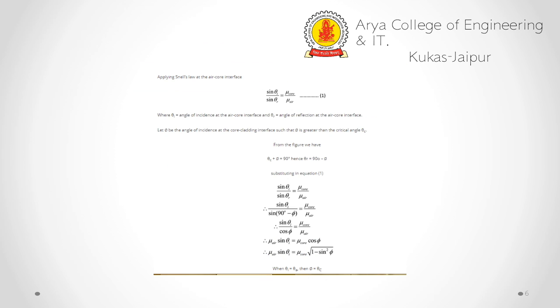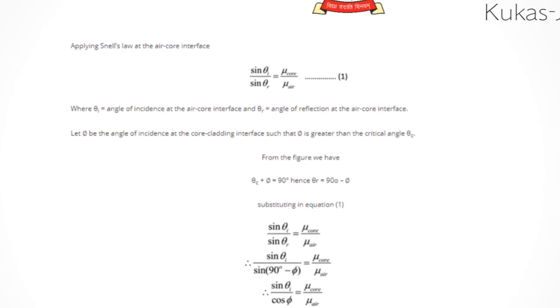Now let's solve it. Applying Snell's law at the air-core interface, we get sin θi / sin θr = μ_core / μ_air. Here θi is the angle of incidence at the air-core interface and θr is the angle of refraction at the air-core interface. Let φ be the angle of incidence at the core-cladding interface such that φ is greater than the critical angle θc.